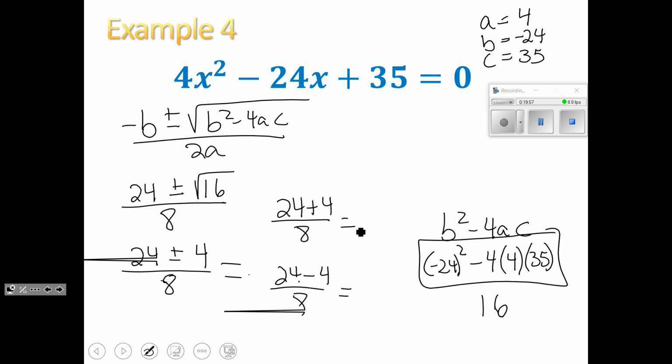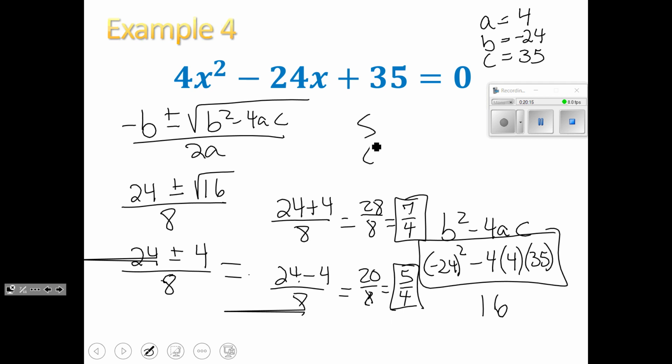Keep going. This will be 28 over 8, which reduces to 7 over 4. And then this would be 20 over 8, which reduces to 5 over 4. So those are your two answers. If you're going to actually write them, you could put them in a set. X is equal to 7/4 and 5/4.